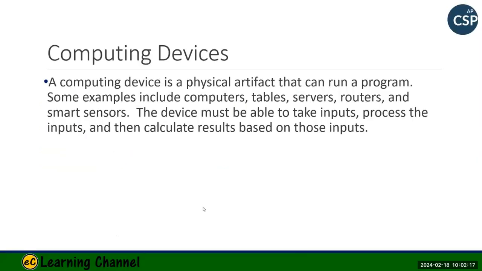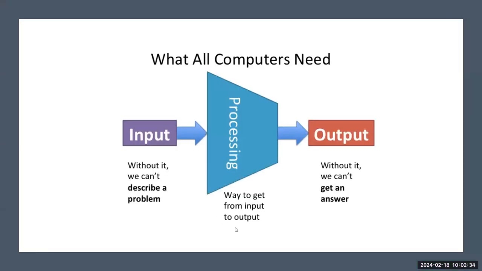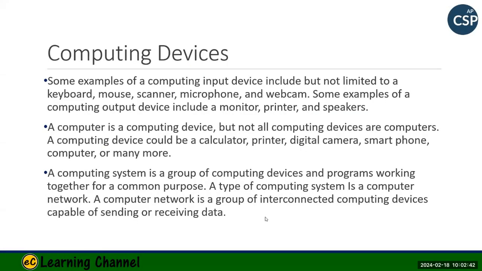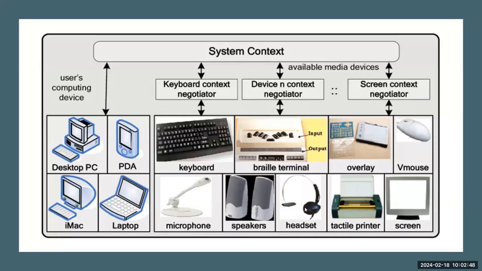So a computing device is a physical artifact that can run a program. This includes computer, tablet, server, router, okay, these are all computing devices. Apple Watch is also a computing device. And we have input and then processing, we get output. This is the typical idea of IPO. So this portion I think is easy, the computing devices. So you know about your hardware and also the interface to the system, okay.